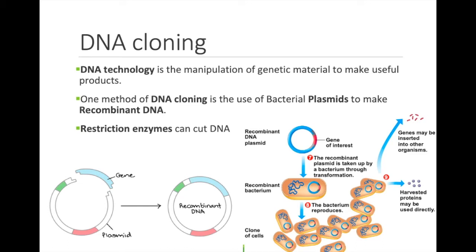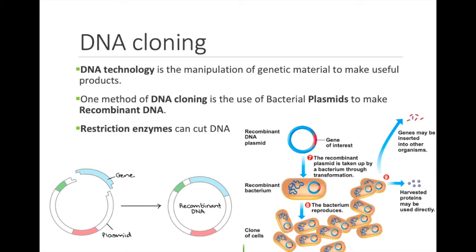So typically a gene of interest, for example, the gene that codes for the protein insulin. Insulin is needed for diabetics, and so scientists make lots of copies of the gene for insulin. The gene is inserted into a small piece of bacterial DNA called a plasmid. Right, so the plasmid is this circular DNA here, and the gene is put into that circle.